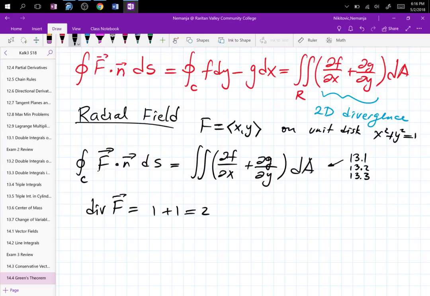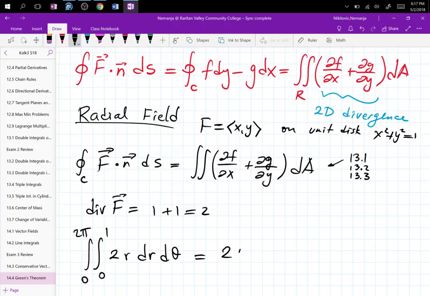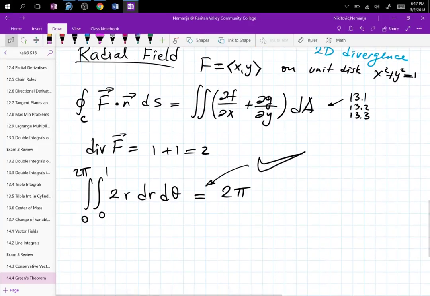So now I'm setting up the integral of 2, and since I'm on the unit disk, better use polar coordinates again. We are on 0 to 1 for radius and 0 to 2 pi for the full circle that we are going. So we are going to get 2 pi, and here, just, you know, when you go home, you just do that.